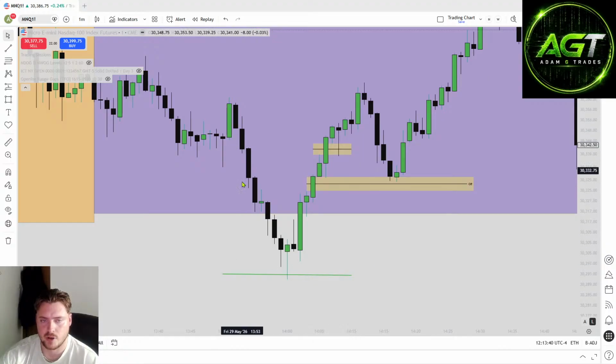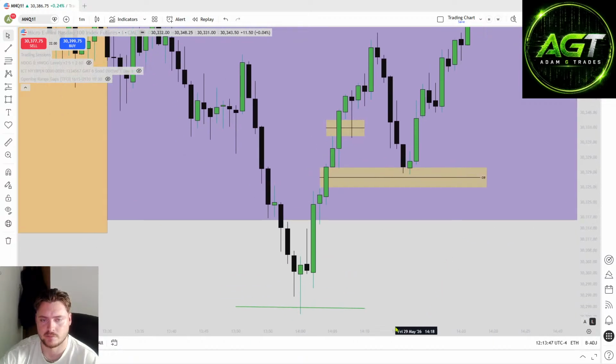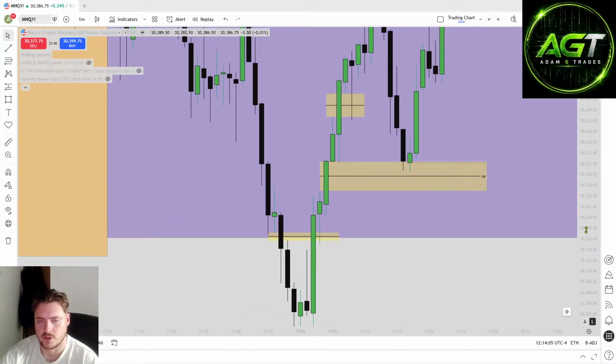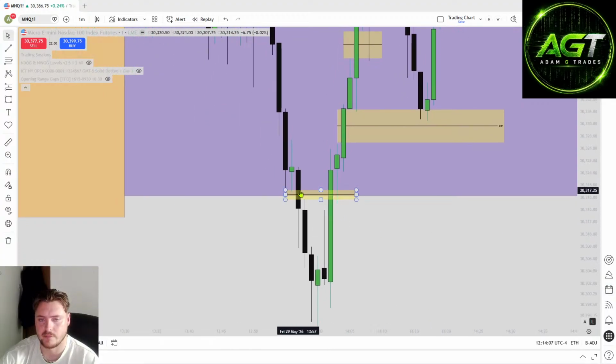So can you spot a fair value gap down here? See if you can spot it in this region on this side of the curve. I'll give you a couple more seconds. So I'll draw it now. This is a fair value gap forming in the opposite direction. This is called a SIBI.